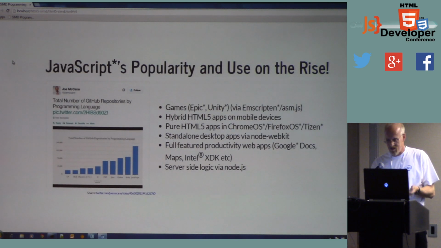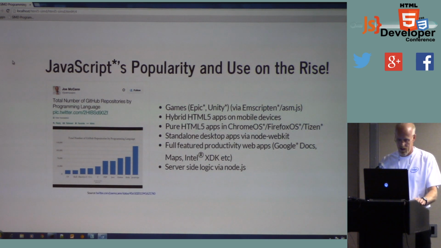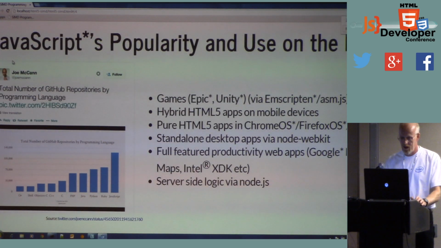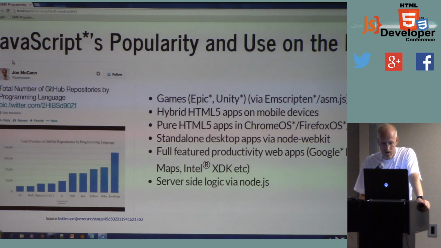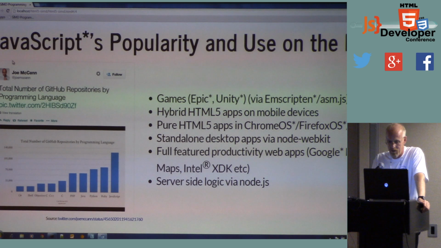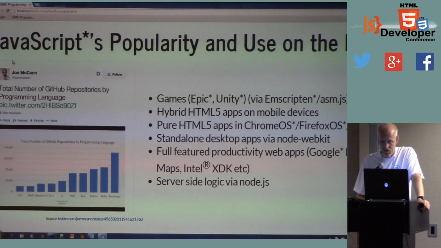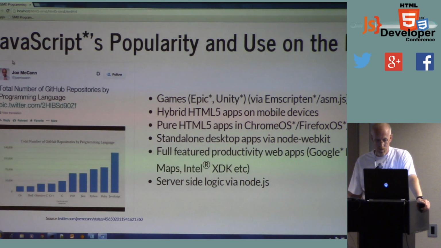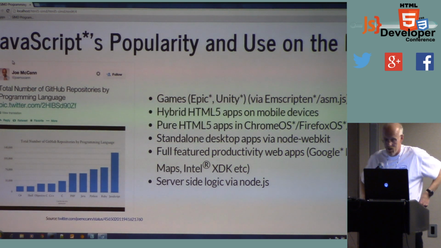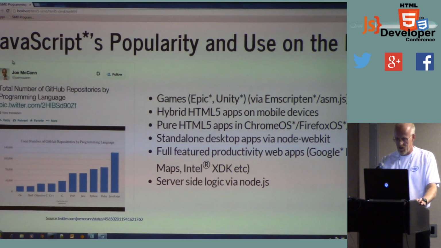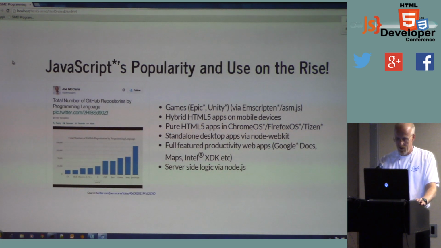So why is this important to JavaScript? Well, JavaScript is one of the most popular languages in the world today. I don't know if you can see this graph, but this is a tweet by Joe McCann. He counted up the repos in GitHub and categorized them by language. And guess what? The bar you see on the right-hand side there, that's almost 2x. The one next to it is JavaScript. So by far the most GitHub repositories is JavaScript-based.